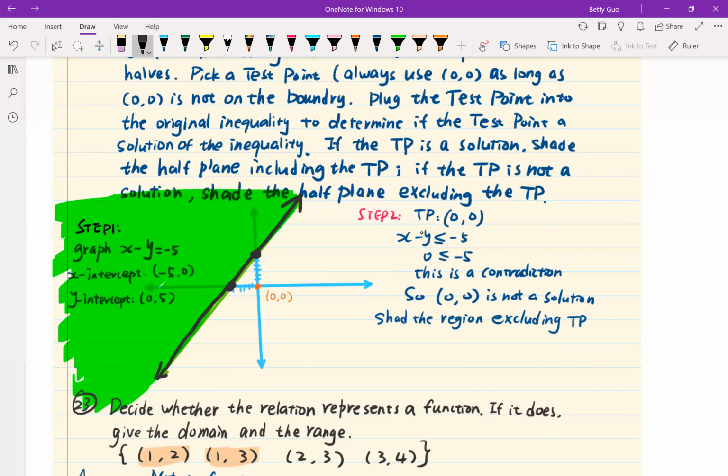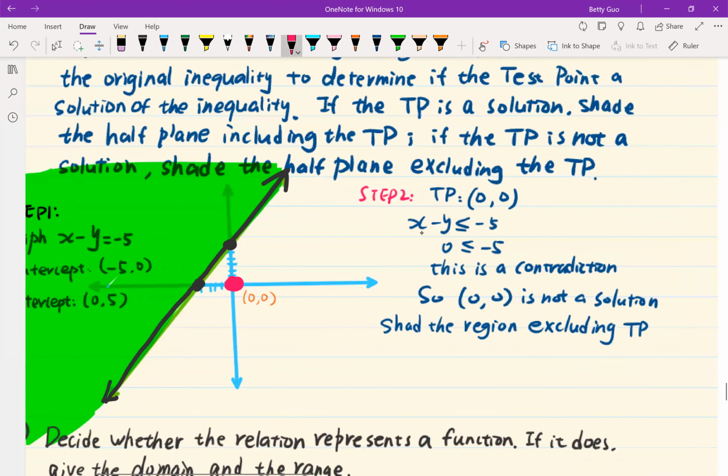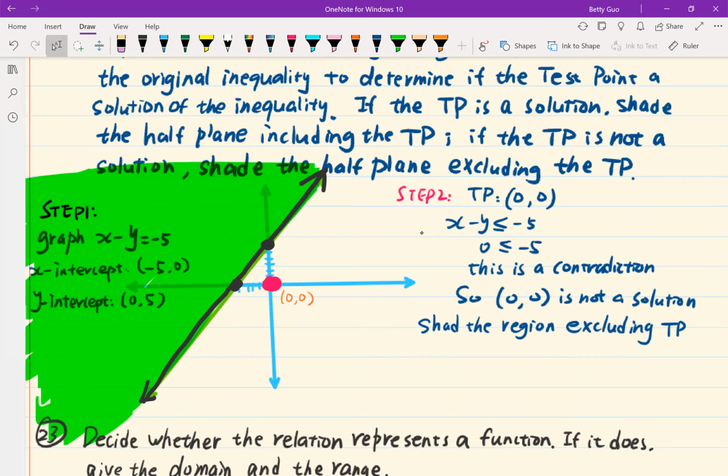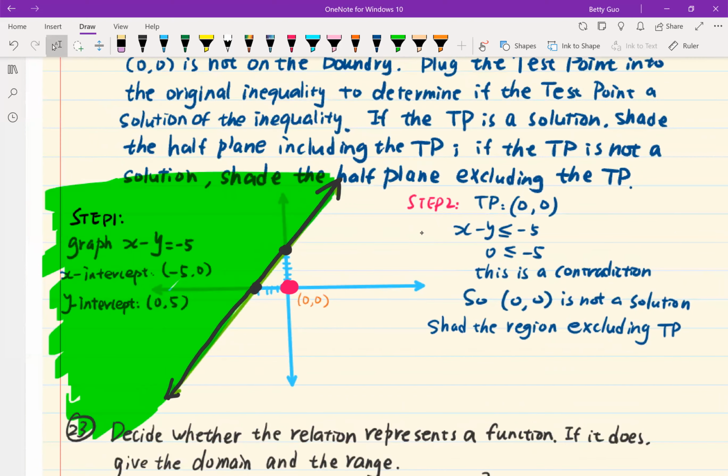Step 2, find the testing point. You can see the red point, the origin, is not on the boundary. So we can use that point as the testing point. We plug in x equals 0, y equals 0 to the original inequality. Turns out we got a contradiction because 0 is not less than or equal to -5. So the origin 0, 0 is not a solution.